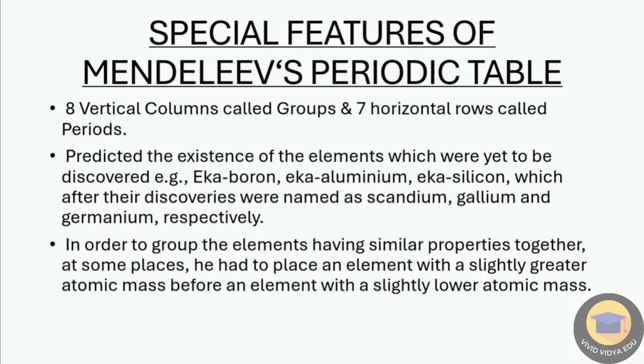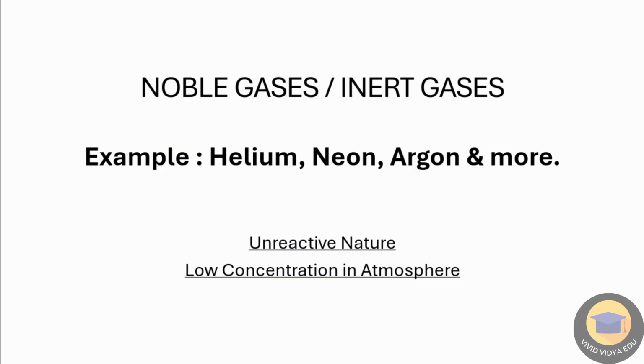Another achievement of Mendeleev's periodic table was regarding inert gases, or you can say noble gases. The examples of inert or noble gases are helium, neon, krypton, and more. Inert gases were discovered very late because of their unreactive nature and low concentration in the atmosphere. But when they were discovered, they could be placed in Mendeleev's periodic table in a separate group without disturbing other elements. So it was a great achievement.